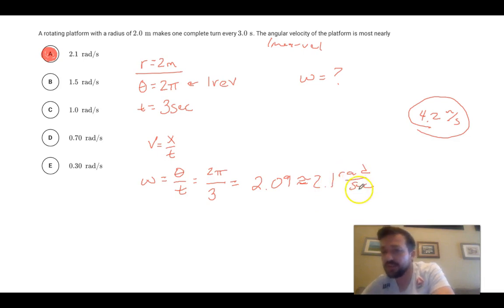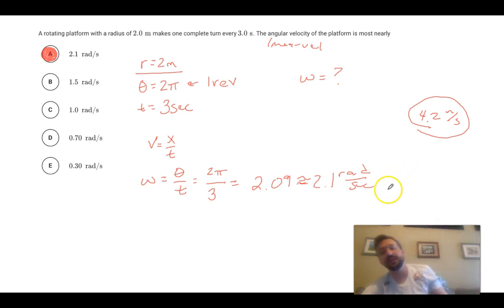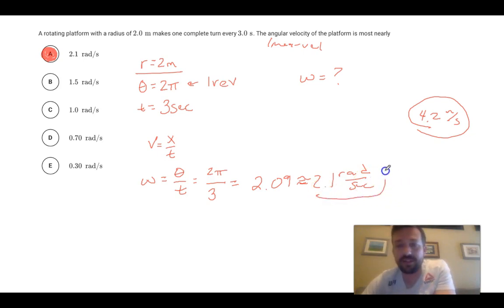2.1 radians per second, I know that doesn't make as much sense, because it's about how many times something revolved every second. If you wanted to switch it to revolutions, you can just divide it by 2 pi, and that tells you how many revolutions, like 1 or 2 or 3, it did every second, okay? But it didn't ask for that. It just asked what is the angular velocity.